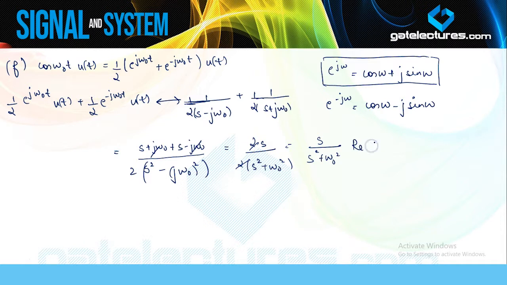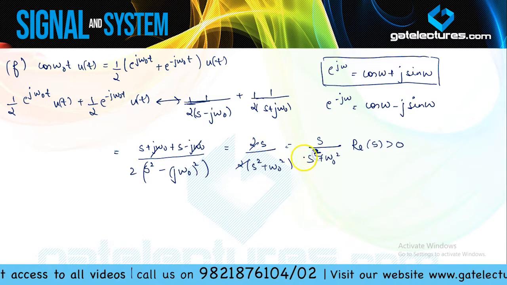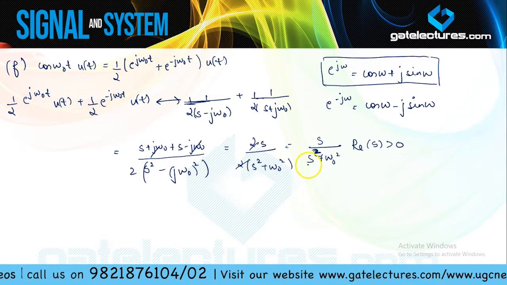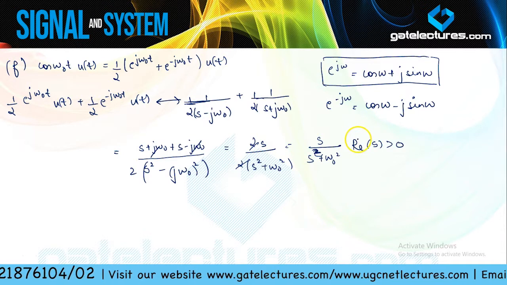And what is going to be the ROC? Real part of s greater than 0. See, this is the formula we also have, right? The Laplace of cos omega naught t u(t) was the same, right?